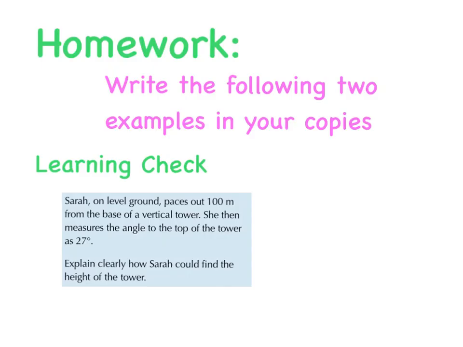Okay, learning check tonight. I need you to write both of those examples into your copies, as well as the new keywords that we learned, angle of elevation and angle of depression. You're also going to do this learning check for me. So Sarah, on level ground, paces out 100 metres from the base of a vertical tower. She then measures the angle at the top of the tower. Explain clearly how she could find the height of the tower. So you're actually just going to find the height of the tower for me. Please ensure that you have done your diagrams. And I'll see everybody tomorrow.